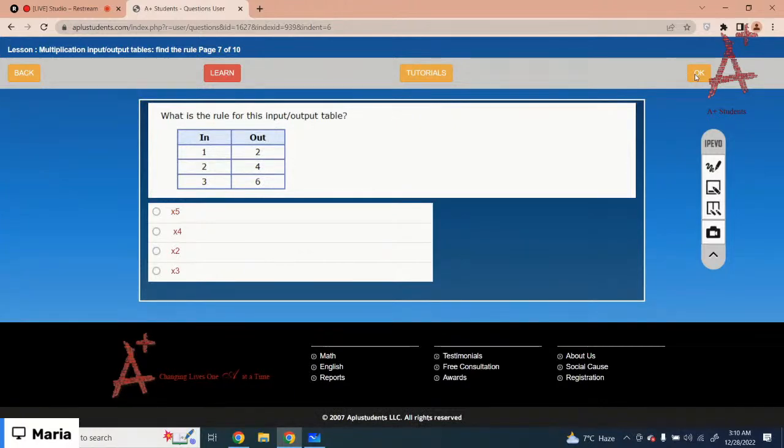What is the rule for this input output table? Which option is the correct one? Yes, that would be multiply by 2. Got it? Each output value is a multiple of 2 of the input value. So select the correct option and click on the OK button.